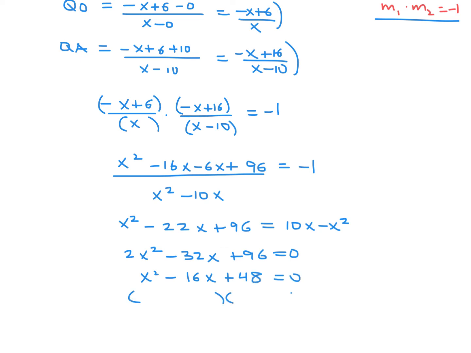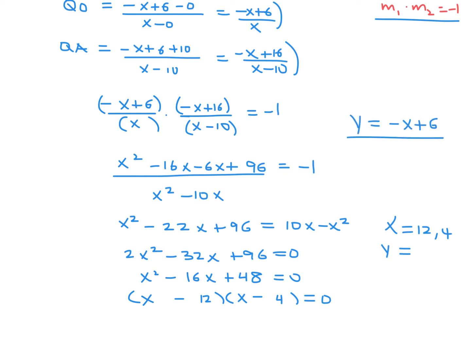And I think this factors very nicely. x, what is it, 12 and 4? Yeah, 12 and 4, and then minus, right? So that means x is equal to either 12 or 4. And then the corresponding y values, you just plug it into that y is equal to minus x plus 6 line equation. So that would give you minus 6 and 2. So the points Q would be either 12, minus 6 or 4, 2. Yeah, okay, great. That completes that question.